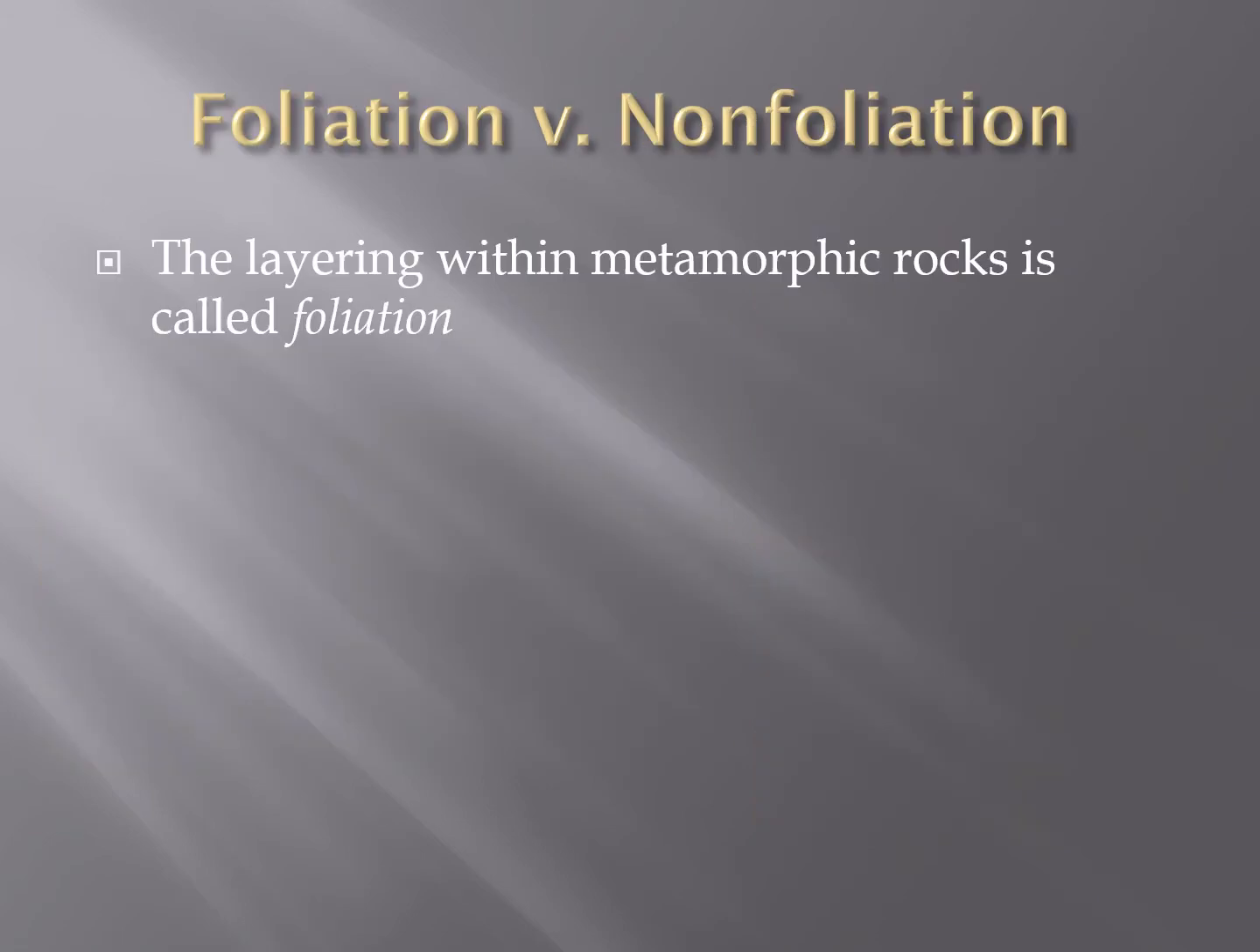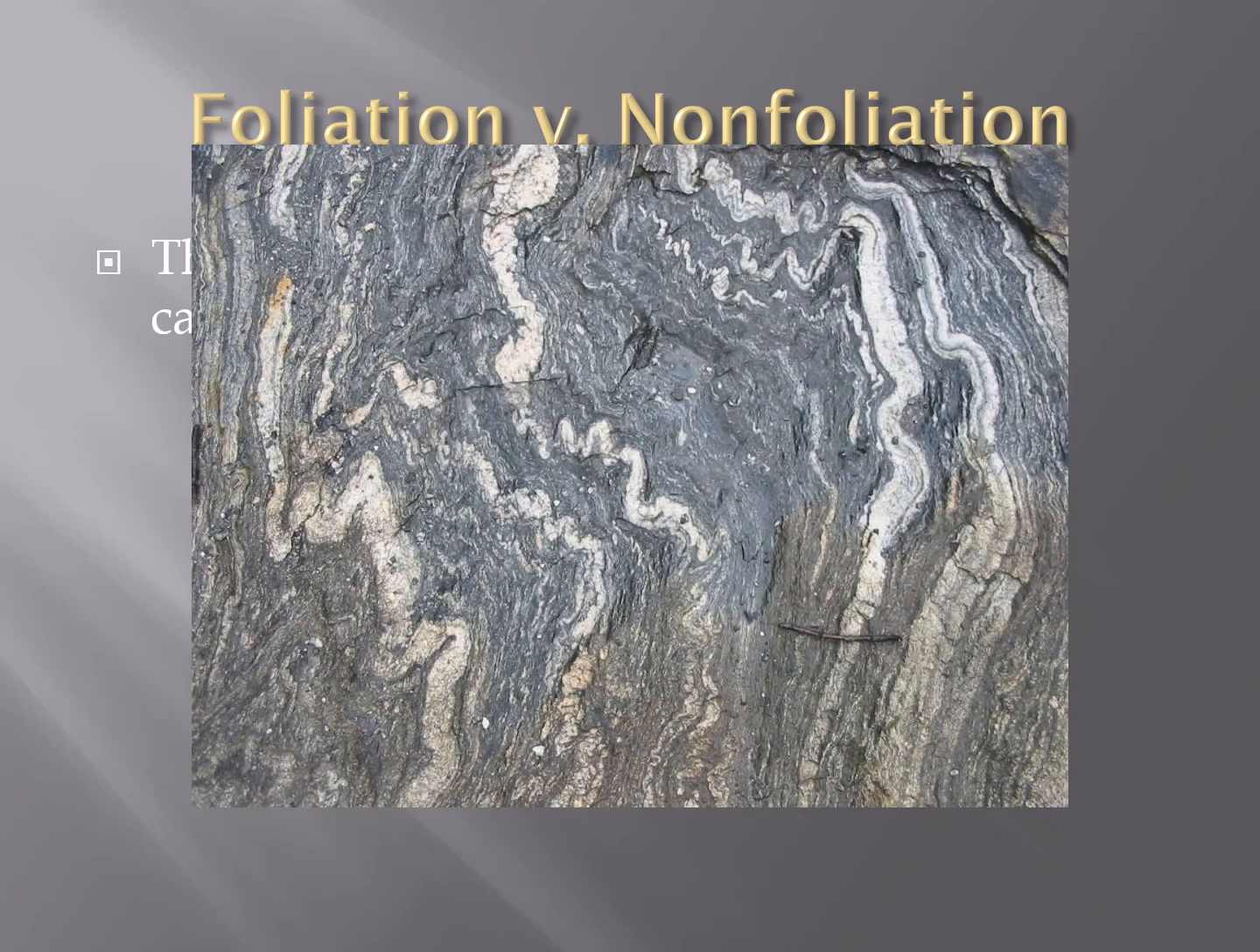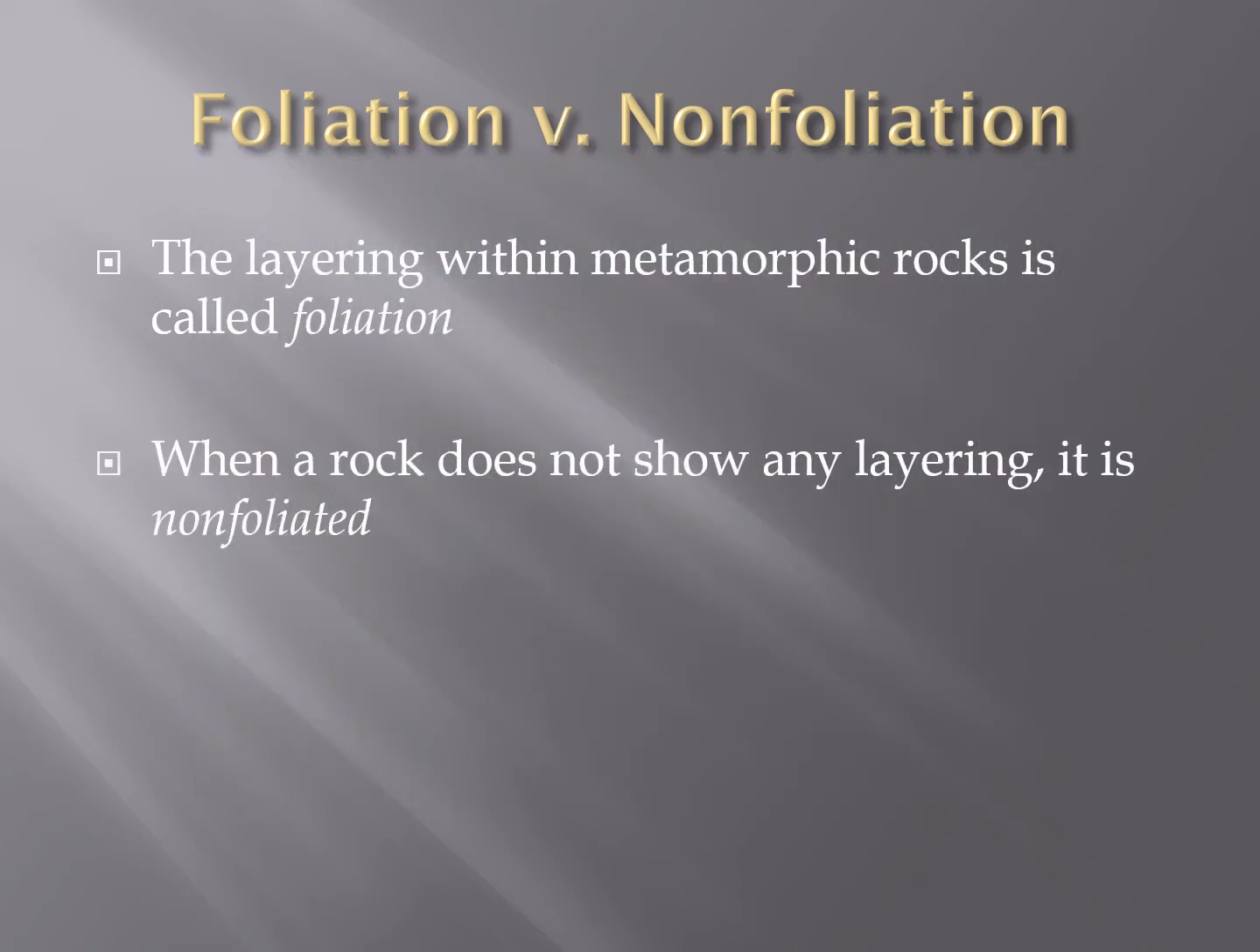In metamorphic rocks we have what's called foliation, and we also have non-foliation. The layering that occurs in metamorphic rocks is called foliation, and it generally occurs in a zebra-like pattern, zebra stripes, or something similar to one cleavage plane, if we recall from our minerals lab. When a rock doesn't have any type of layering or foliation, it's called non-foliated.